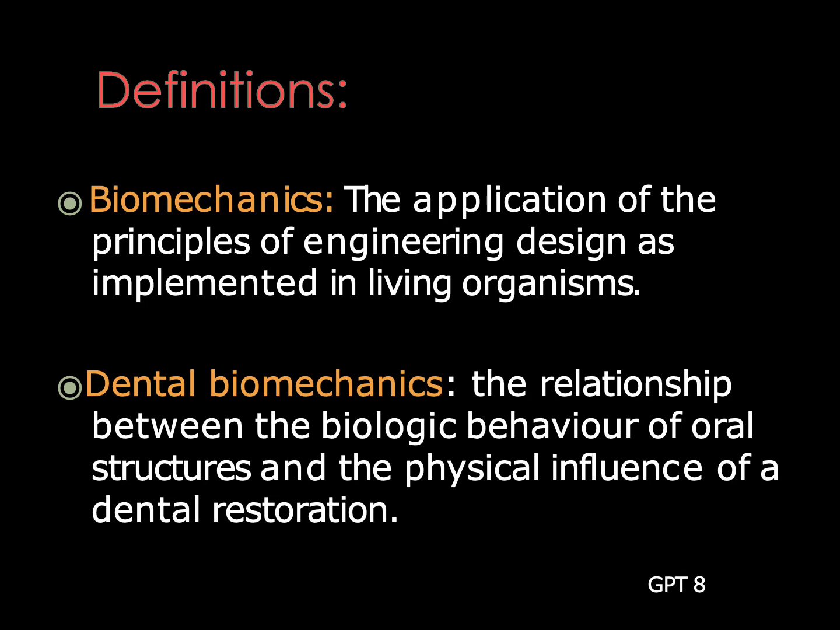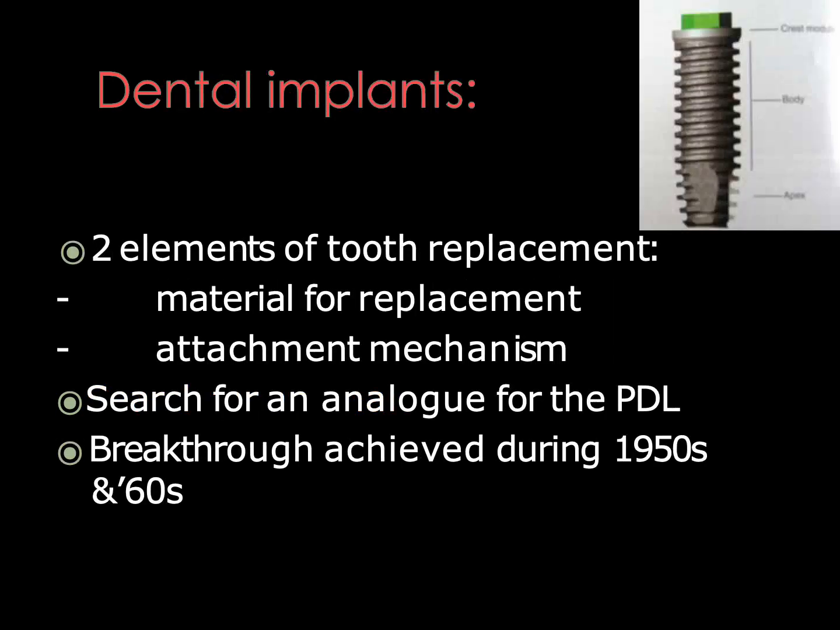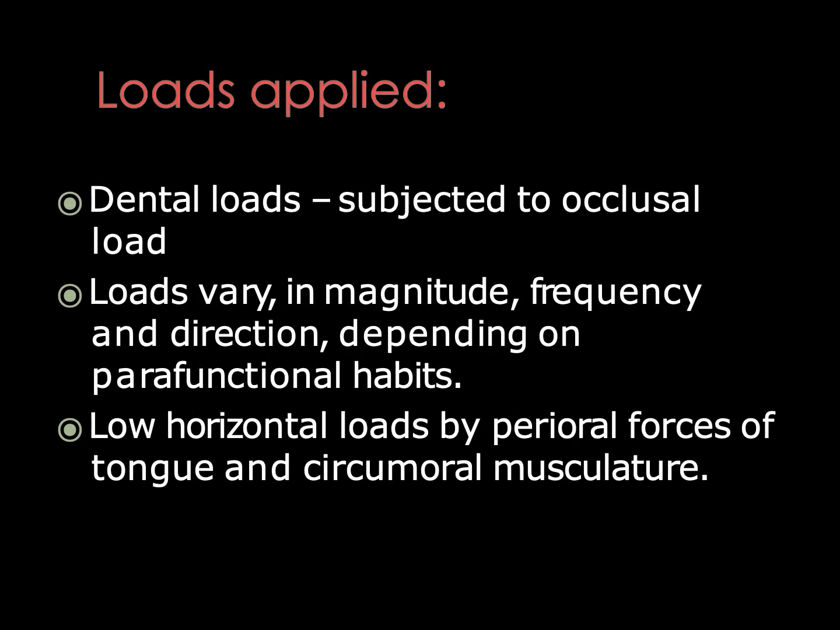Biomechanics is the application of principles of engineering design as implemented in living organisms. Dental biomechanics is the relationship between the biological behavior of oral structures and the physical influence of a dental restoration. And an implant, on the other hand, is a two-element tooth replacement, with a material for replacement and an attachment mechanism. A search for an analog for the periodontal ligament gave a major breakthrough during the 1950s and 60s.